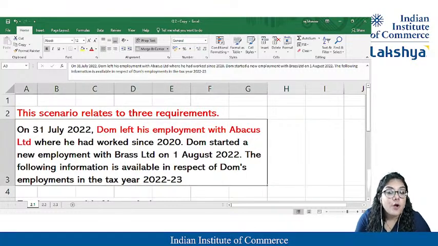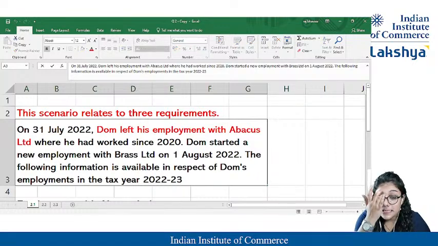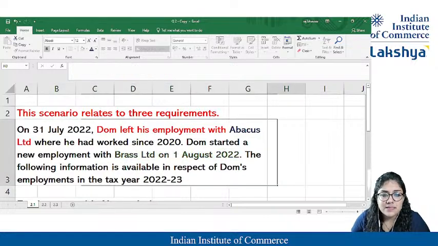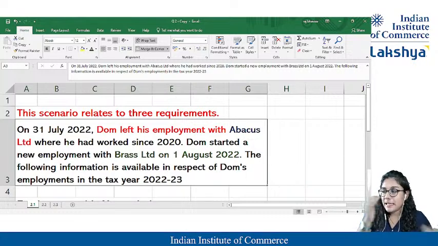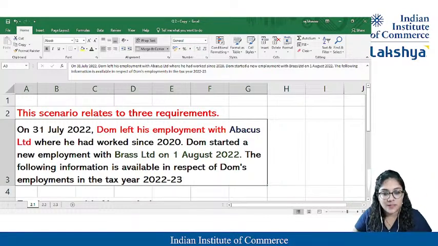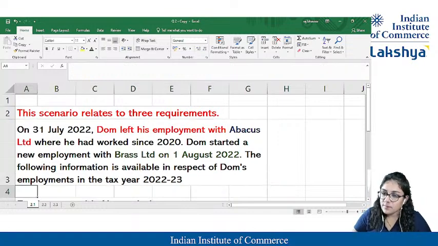Dom started a new employment with Brass Limited on 1st August 2022. So there are two companies, Abacus, the old company which he has left, and Brass, which he has now joined. In Abacus it was 4 months, and the remaining 8 months will be with Brass. The following information is available for the whole year, so need not worry.